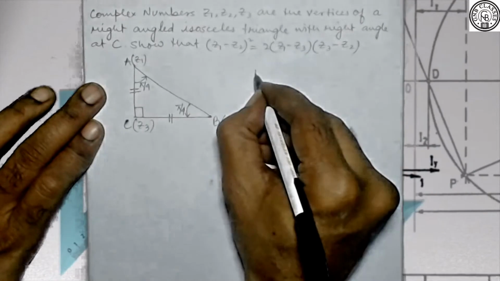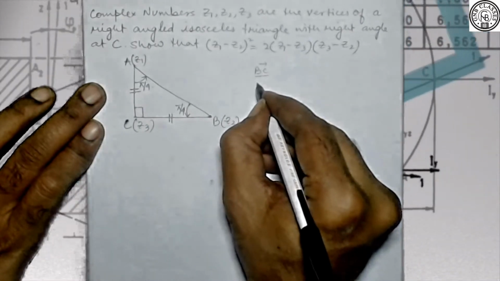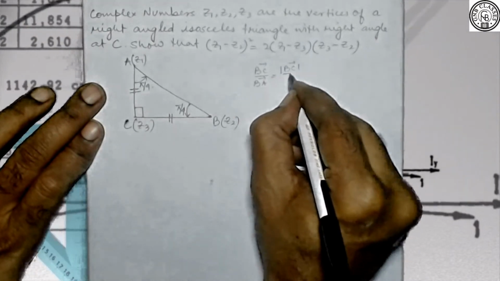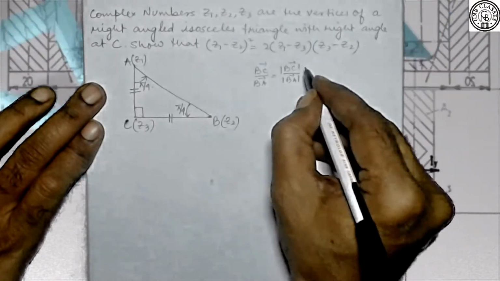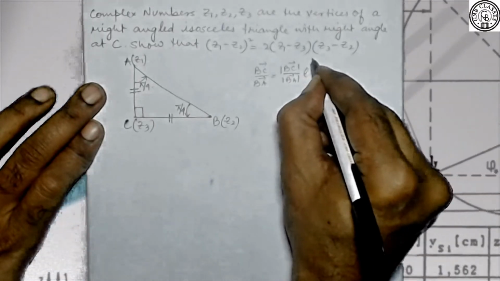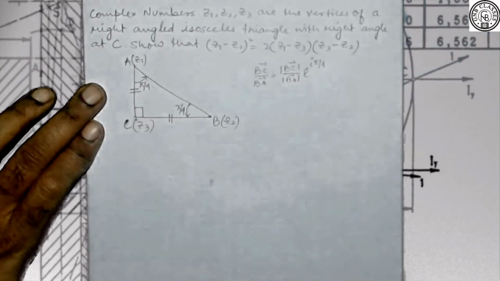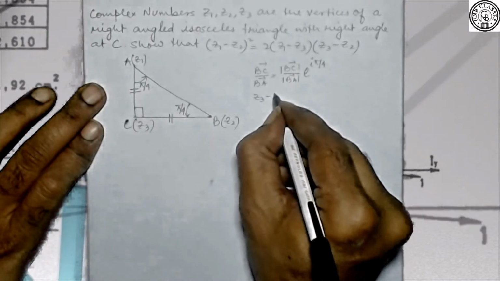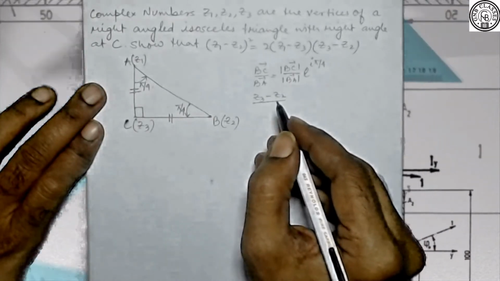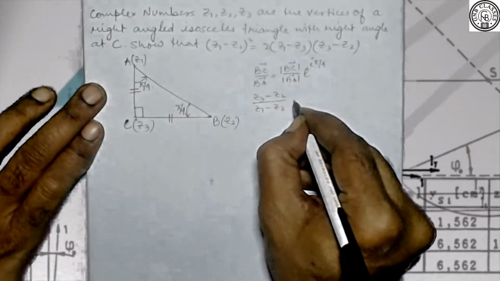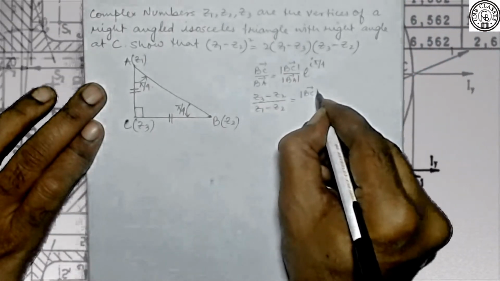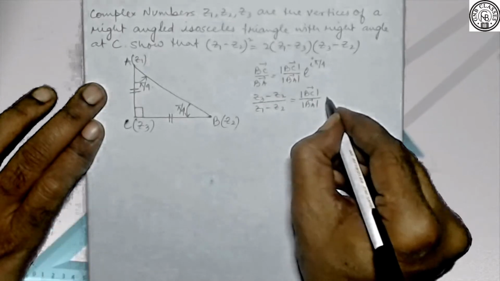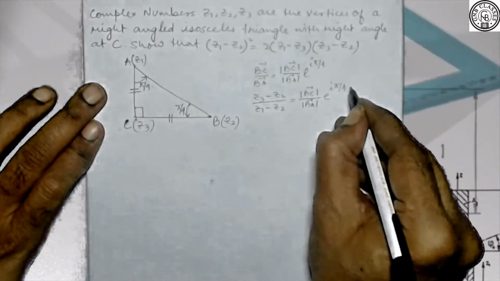Now, let me apply rotation theorem at point B. So what are we getting? BC vector by BA vector will be equal to modulus of BC vector by modulus of BA vector e to the power iota pi by 4. Is it clear? Now what is BC vector? Z3 minus Z2 divided by Z1 minus Z2, which is equal to mod of BC vector by mod of BA vector. We don't know the magnitude of those vectors. e to the power iota pi by 4 is there, correct?